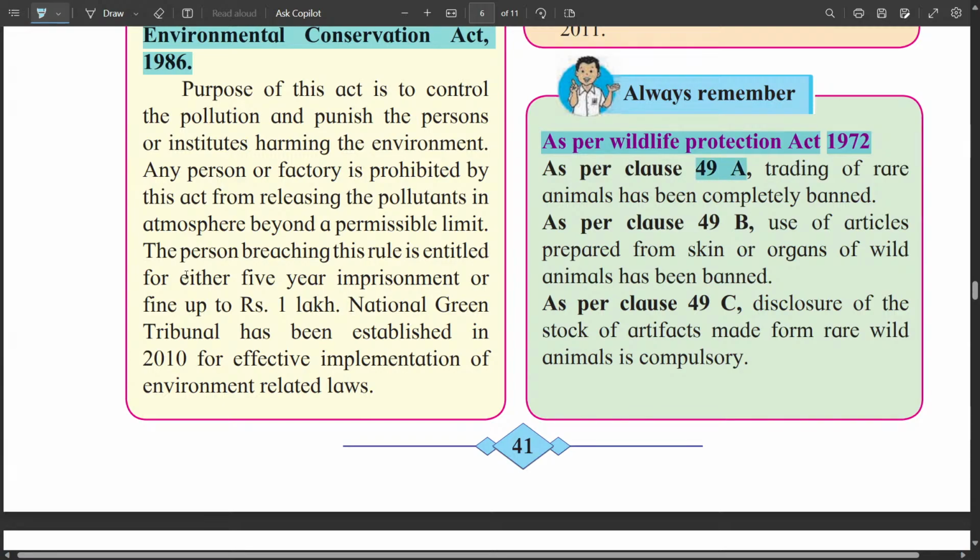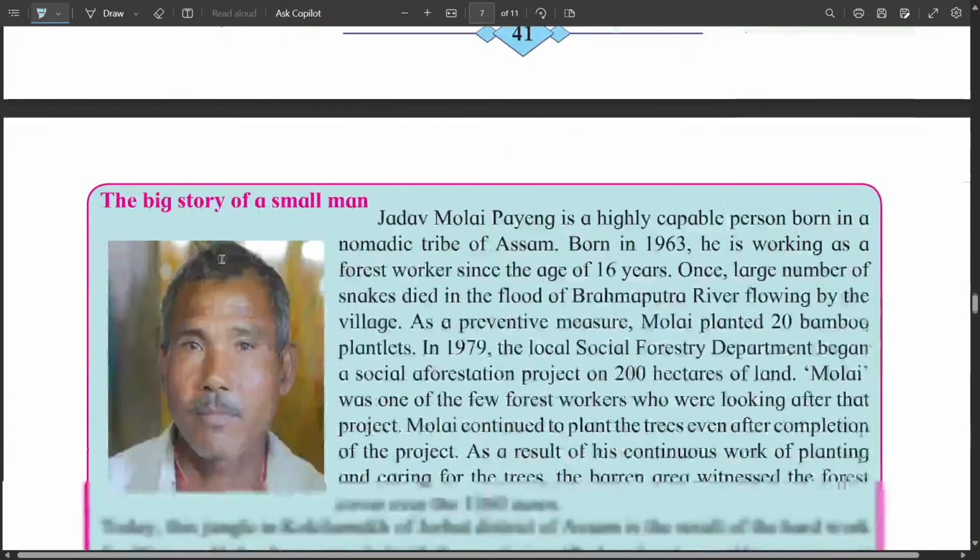So 49A bans the trading of rare animals. 49B, use of articles made from skin or organs of wild animals, and 49C, disclosure of the stock of artifacts made from wild animals is compulsory.